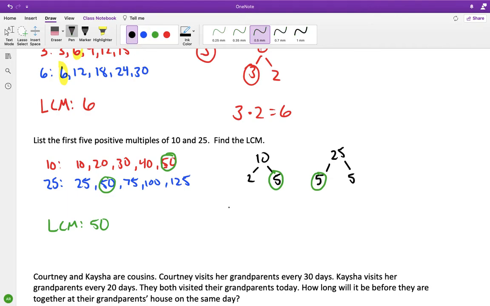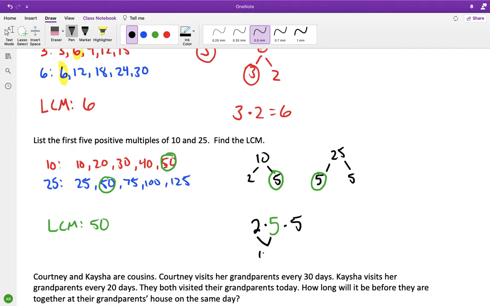But anything outside of that, I can write down as well. So now to find my least common multiple using prime factorization, I would do 2. Then I'd multiply it by my 5 that I have 2 of, the double 5. Then I go ahead and multiply it by that 5 that's all by itself. So let's do some quick math.